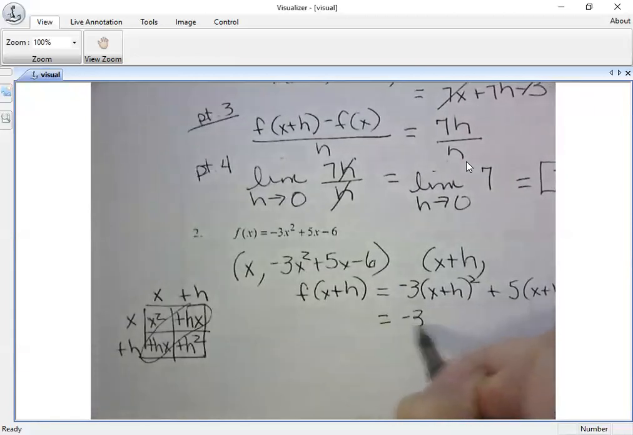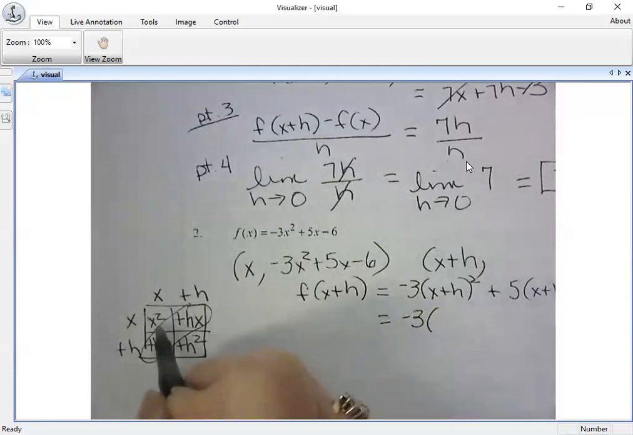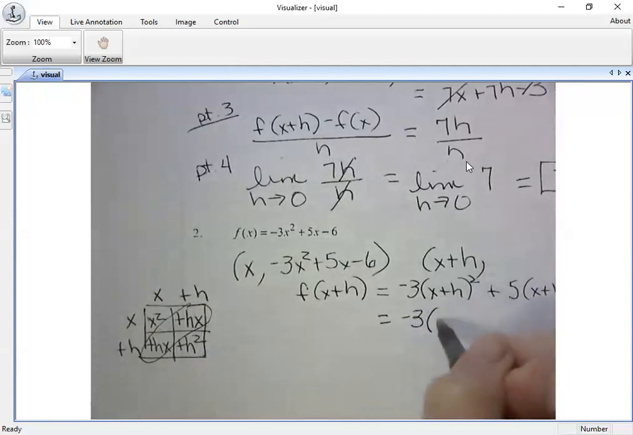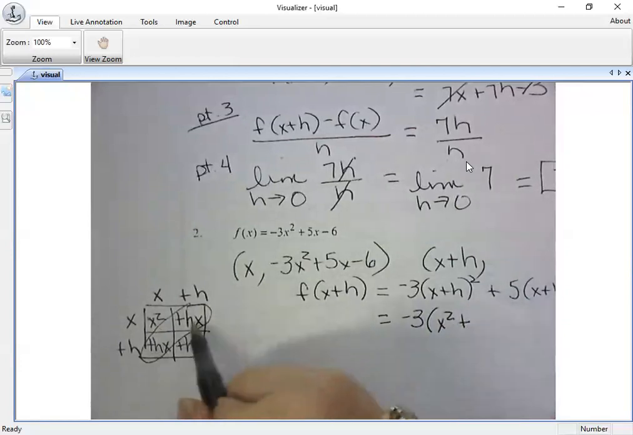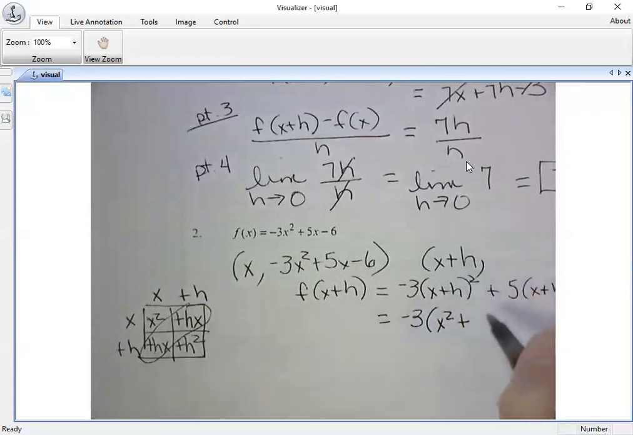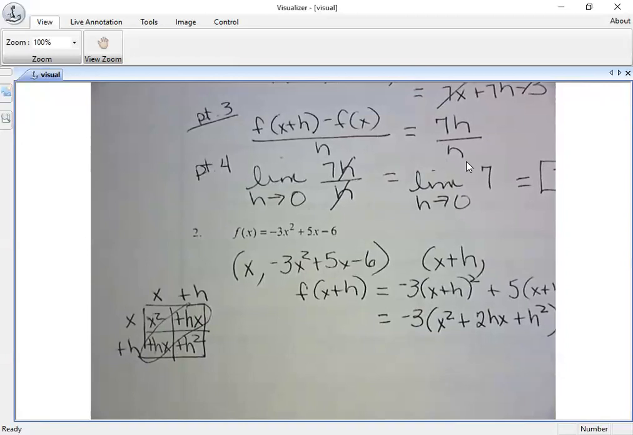This becomes negative 3 times, if I pull this out of the box, I've got x squared plus what? I've got 2 of these h times x terms. So plus 2hx, and then I have a plus h squared. Now this I can just distribute because I didn't have an exponent on it. So that's going to be what? Plus 5h minus 6 on the end.